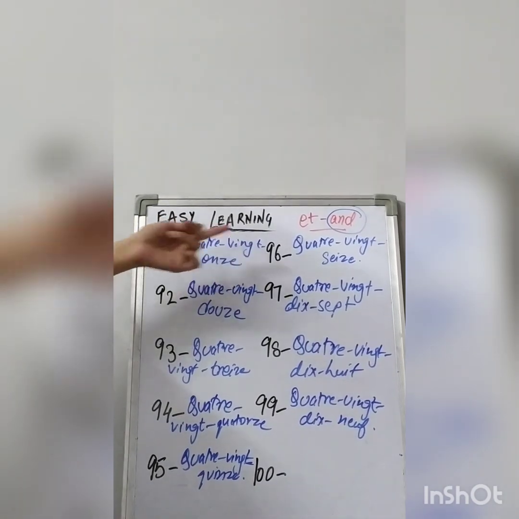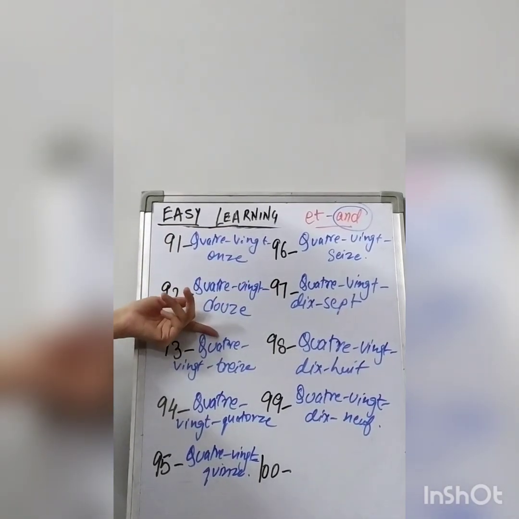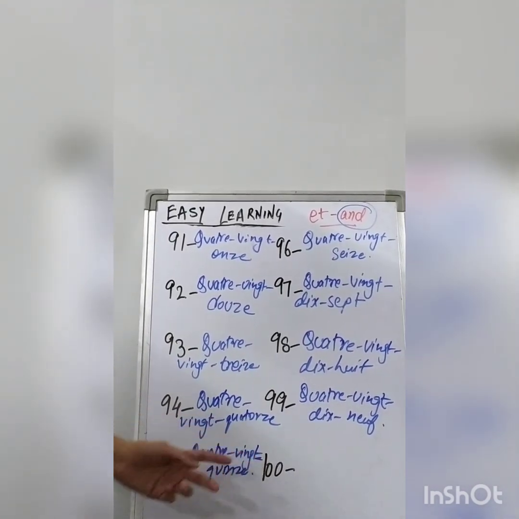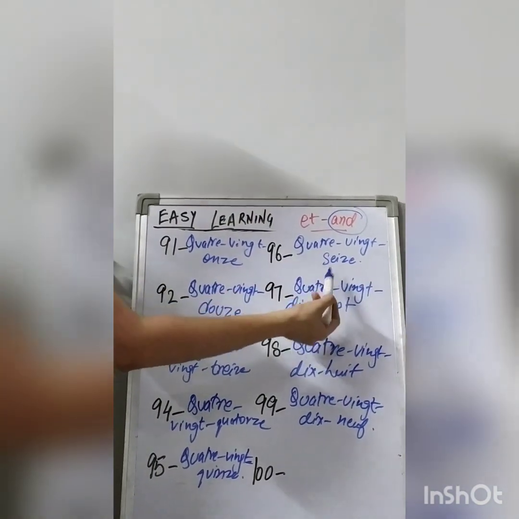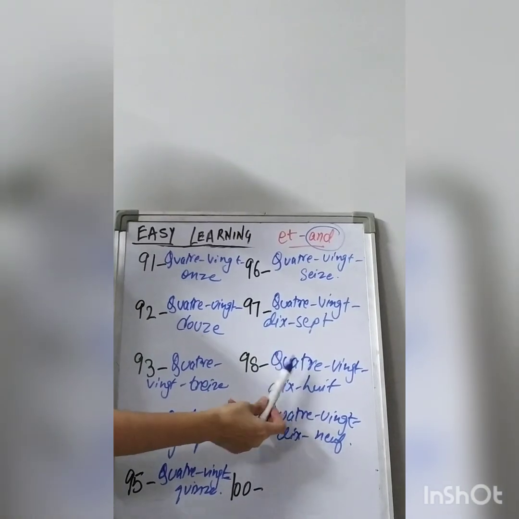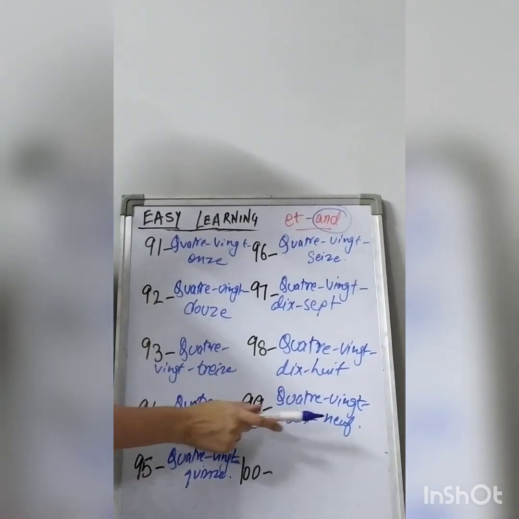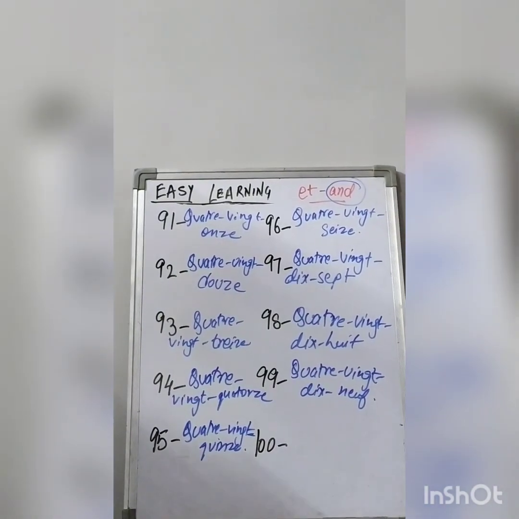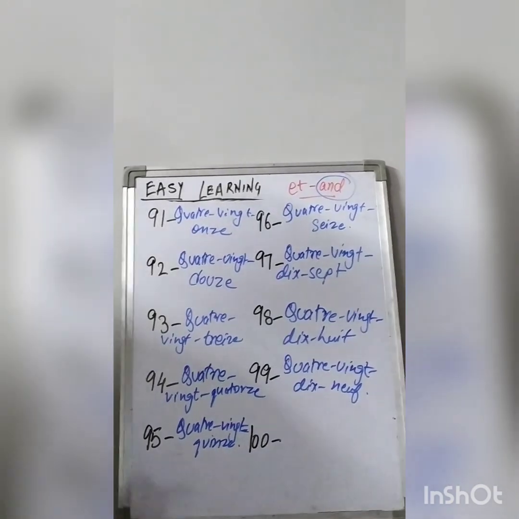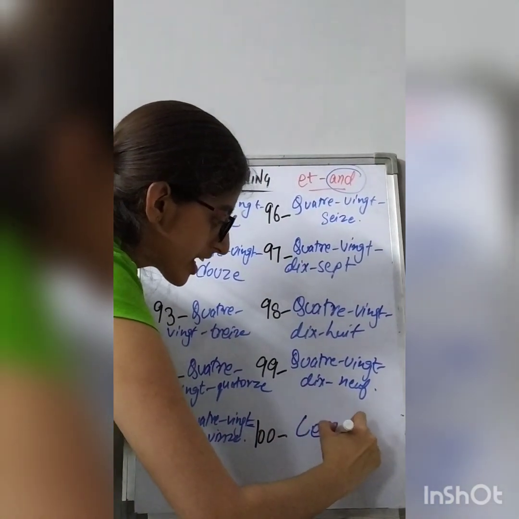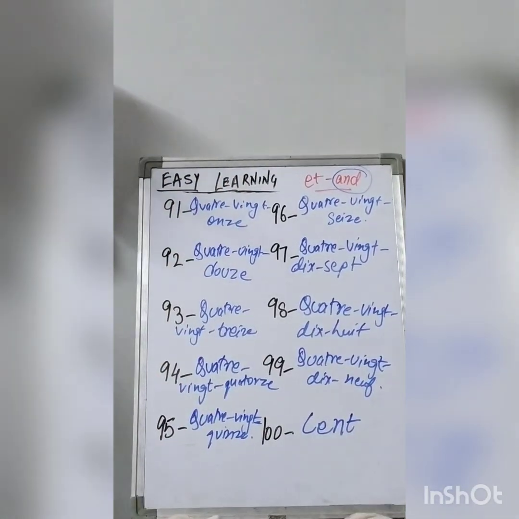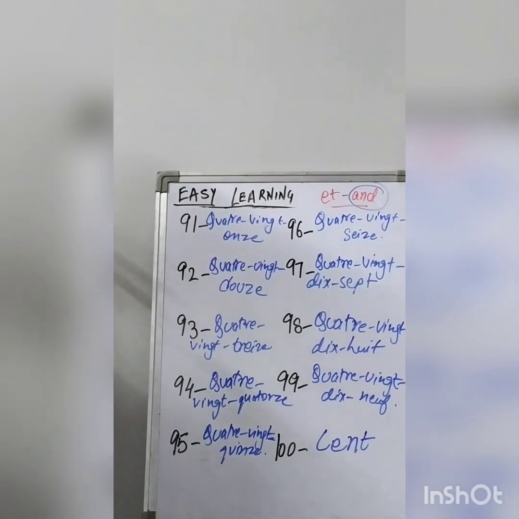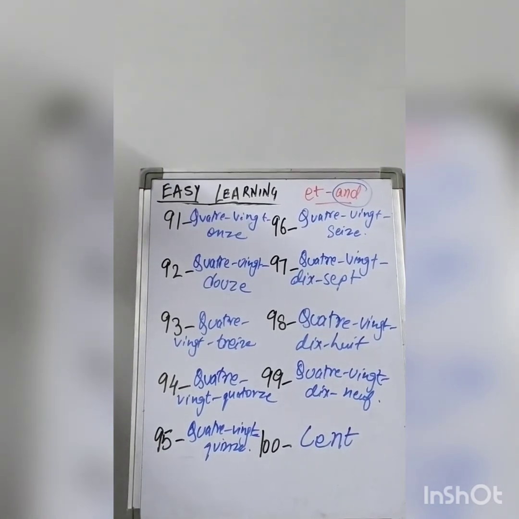So, quatre-vingt-onze, quatre-vingt-douze, quatre-vingt-treize, quatre-vingt-quatorze, quatre-vingt-quinze, quatre-vingt-seize, quatre-vingt-dix-sept, quatre-vingt-dix-huit, quatre-vingt-dix-neuf. Now, 100. 100 is a very easy number to learn. It is C-E-N-T, cent. So, I hope you have understood all these numbers.